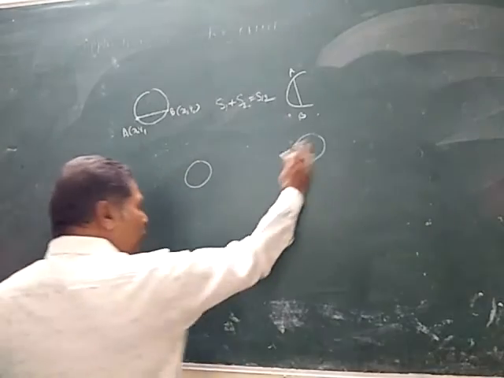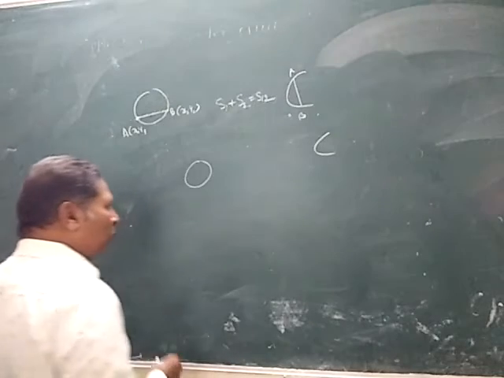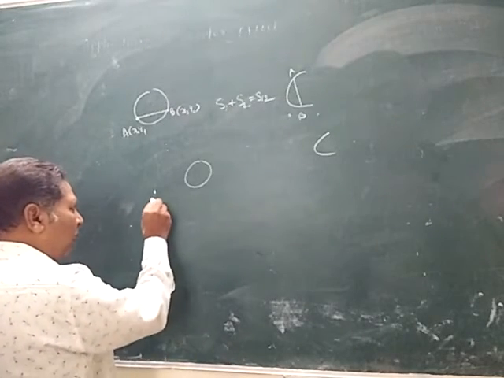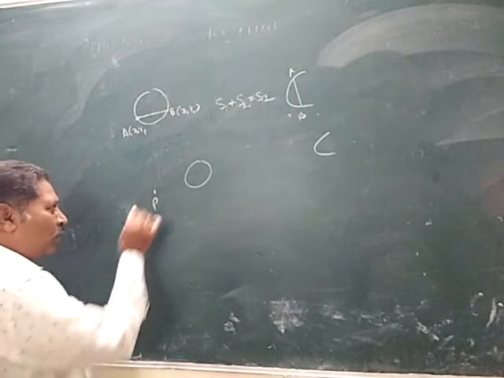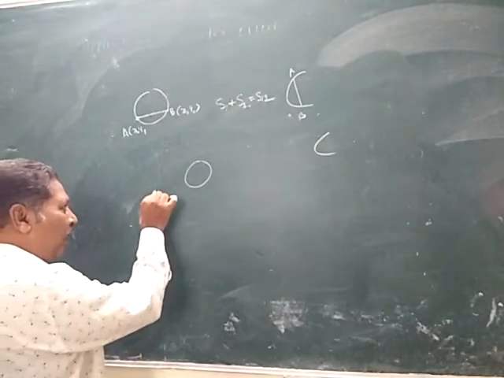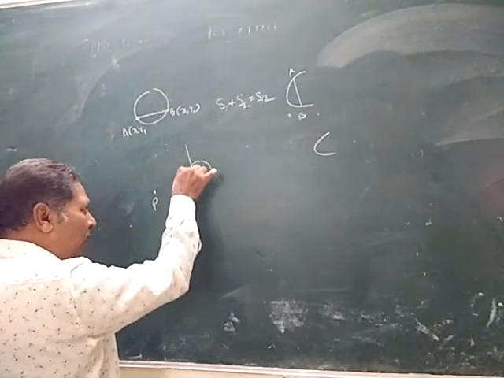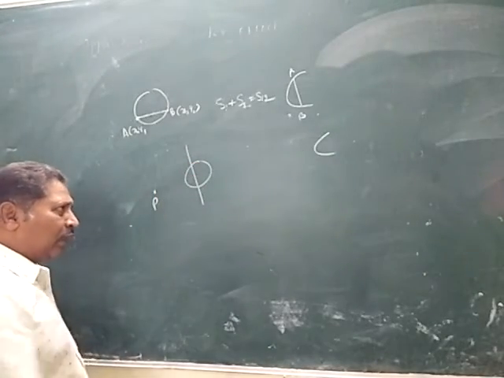Suppose P lies outside, then the polar intersects the circle.